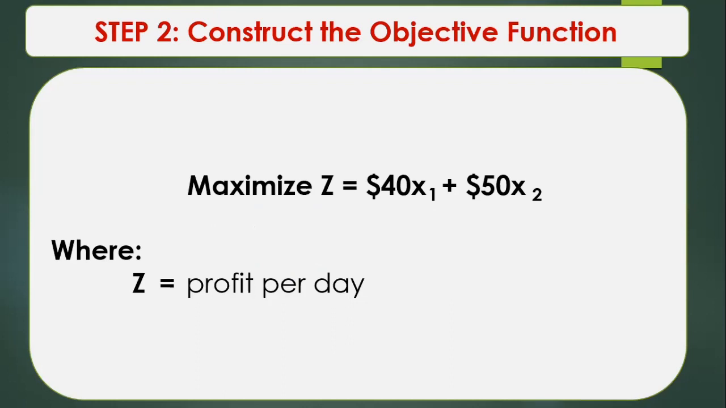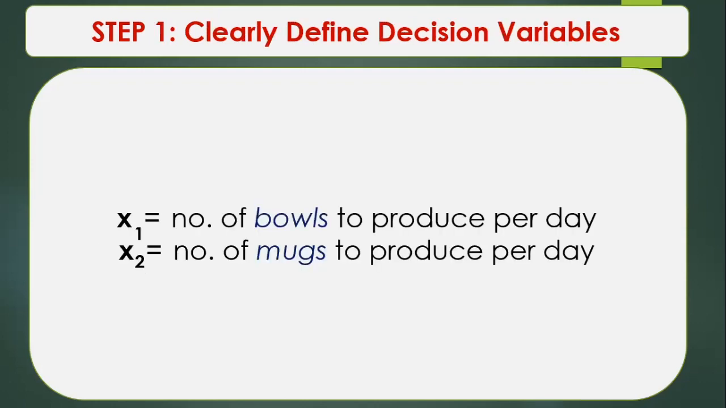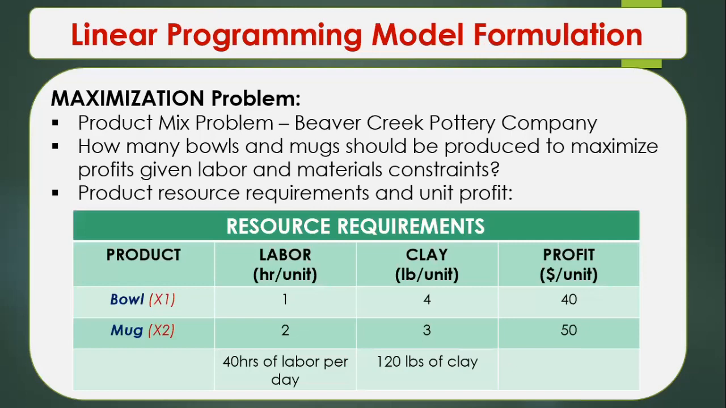So as we go back to our tabulation, this is how we did it. Z equals $40, and remember that Z refers to your profit. Our formula is to maximize $40 times x sub 1, and x sub 1 is your bowl. So $40 is adjacent to your product x sub 1, or bowl, plus $50 times x sub 2, and x sub 2 refers to your mug. So that is how we construct our objective function.